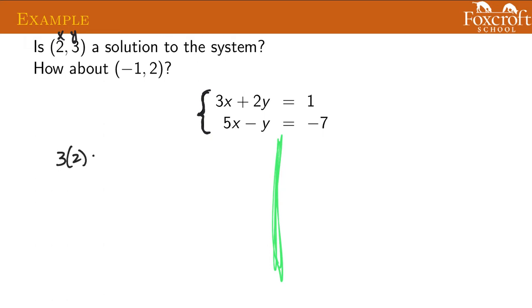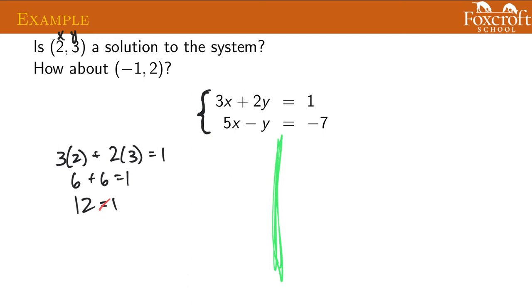X is 2, y is 3. Let's see if this is true. 3 times 2 is 6, 2 times 3 is 6, and 0 is not equal to 1. So 2, 3 does not solve it. Oh, and I even put a minus sign. This should be a plus sign, so it's even worse, because it's not 0, it's 12. 12 is definitely not equal to 1. So 2, 3 is not a solution to the system because it doesn't solve that top equation.